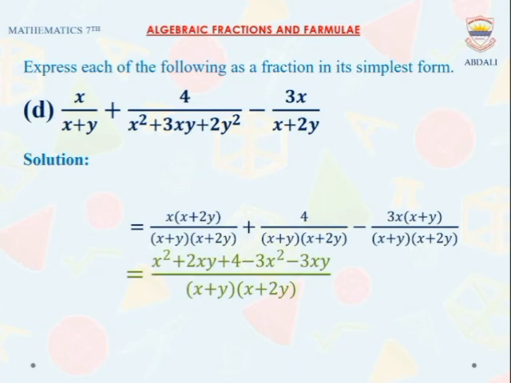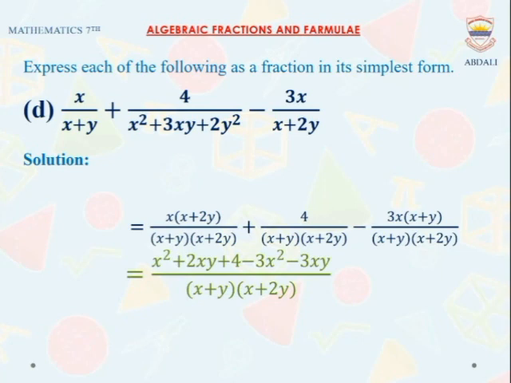x will be multiplied by the bracket x plus 2y, and it gives x squared plus 2xy, plus 4 will be written as it is, and minus 3x will be multiplied with the bracket x plus y, and it will give minus 3x squared minus 3xy. Okay, and the denominator will remain the same, x plus y and x plus 2y.